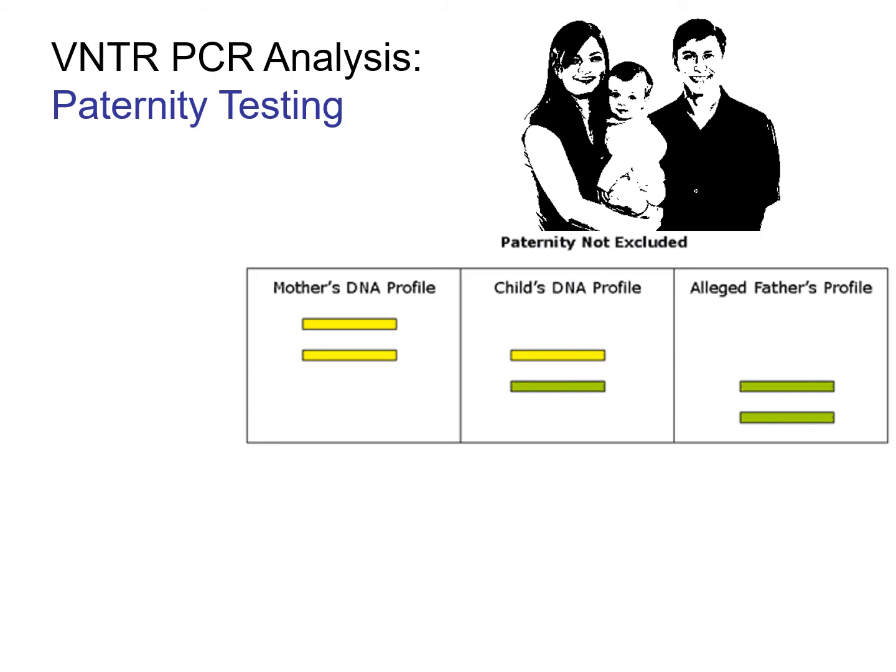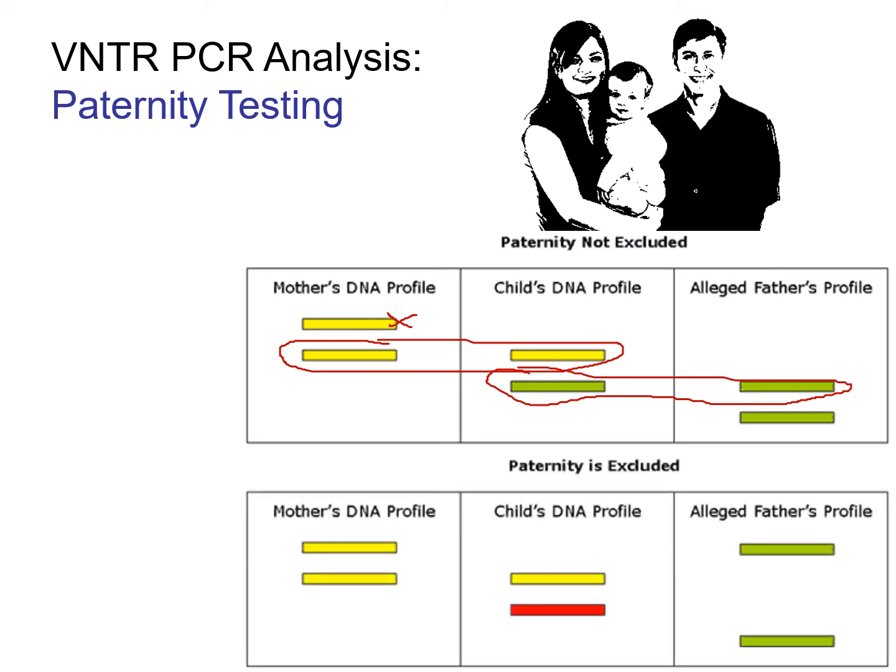So take a look. The mother and the child should share 50% of the bands. The mother here shares this band with the child. This band she does not share with the child because she's only giving half of her DNA to the child. The father should also share 50% of his DNA with the child, and it looks like that is indeed the case.